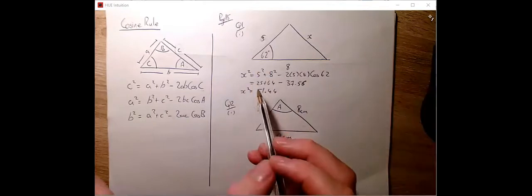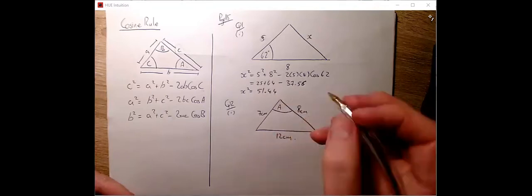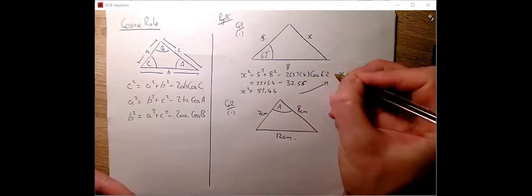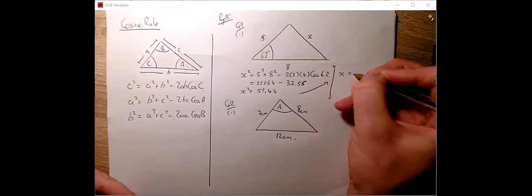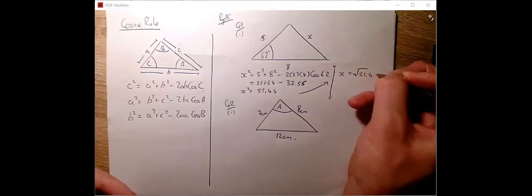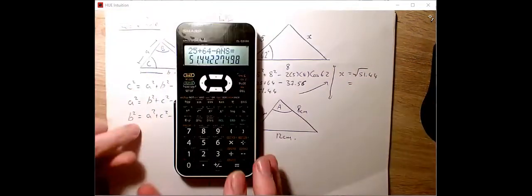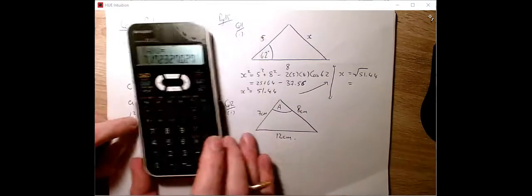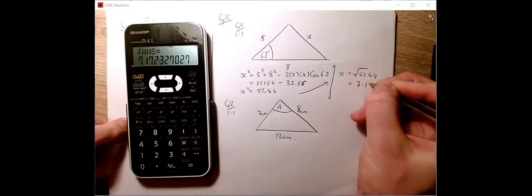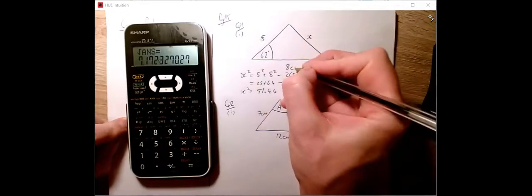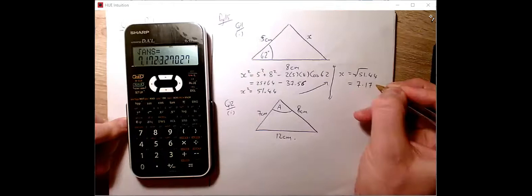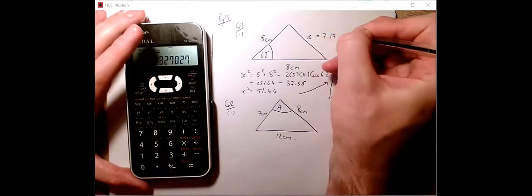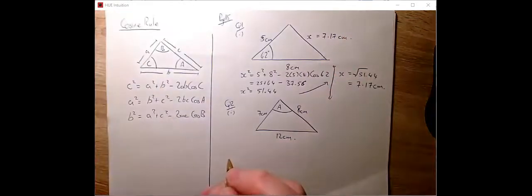Working the calculator work on that, you should get x squared is 51.44. So x then is the square root of 51.44, and the square root of 51.44 is 7.17. Same unit as the question. So if that was centimeters, then your answer is centimeters as well. So that's that distance there, 7.17, according to the cosine rule.